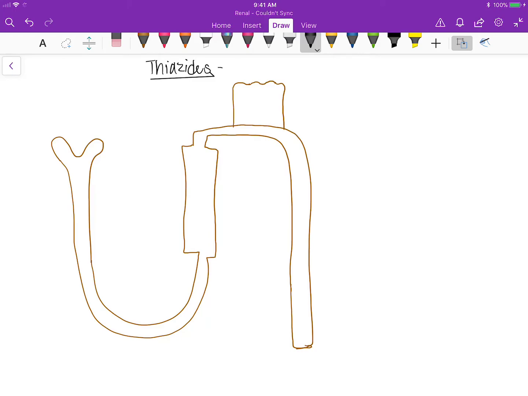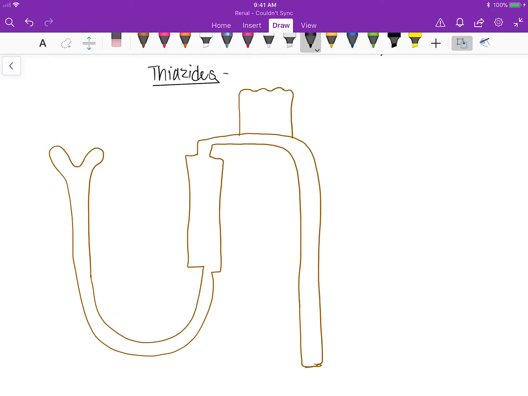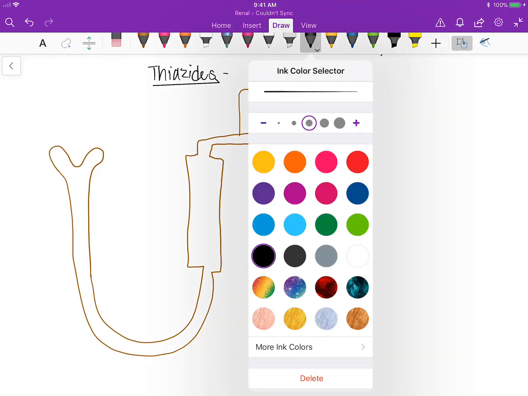All right, now we're going to talk about thiazides and how they work. They work on the distal convoluted tubule, and I've drawn a big cell right here. We're going to talk first of all about the different pumps that are there.